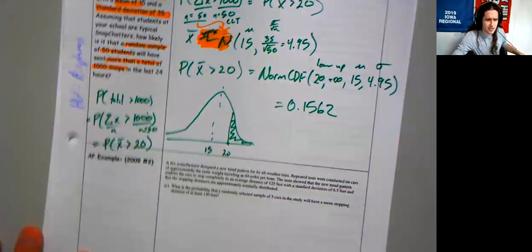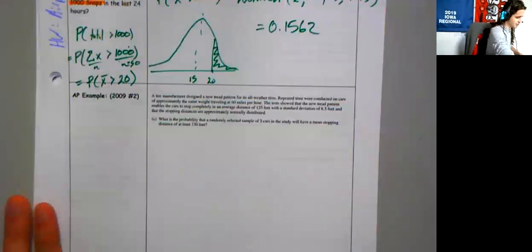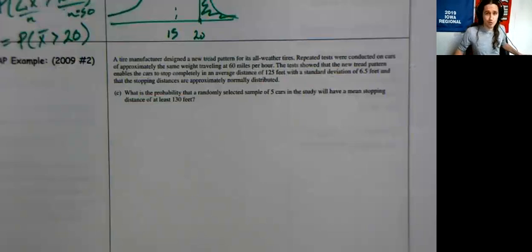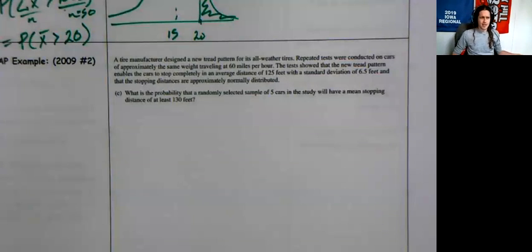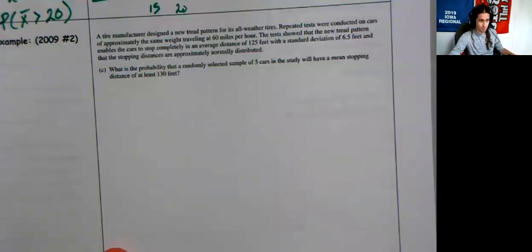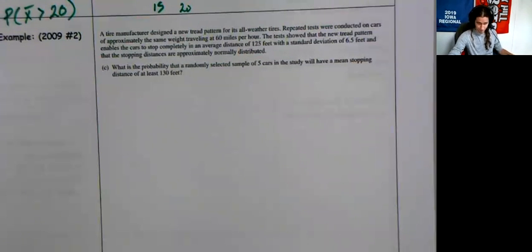Pause. I've been talking a lot. You guys need a chance to try this one. We've seen this question before. We've seen part A and B, talking about stopping distances of cars. You guys try 2009 number 2 by yourself. What's the probability that a randomly selected sample of 5 cars will have a mean stopping distance of at least 130 feet? You need to establish the distribution of the sample means. You need to find the probability that the sample mean is greater than 130. Take a moment to try that.